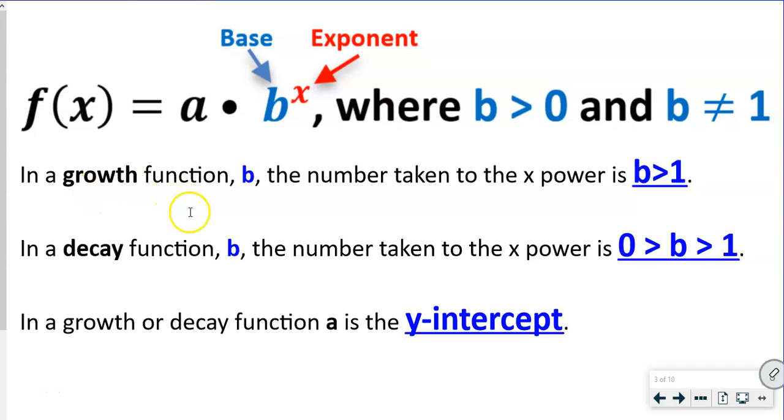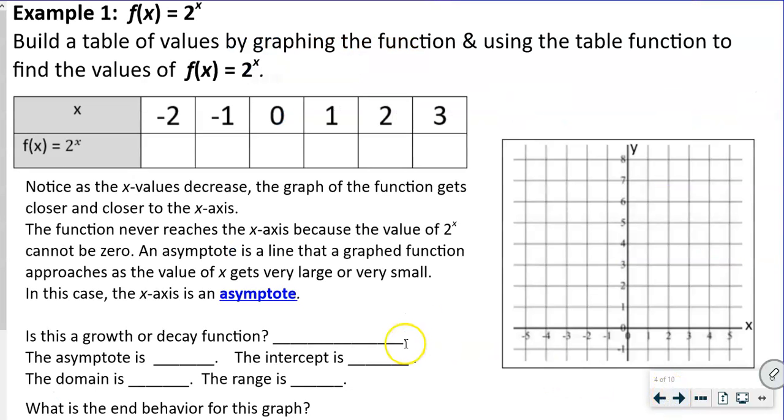So in a growth function, the base b is greater than 1, but in a decay function, it's going to be between 0 and 1. So our b will be between 0 and 1. What that means is that this number is greater than 1 when it's a growth function, but this one is going to be a fraction or a decimal when it's a decay function, okay? In a growth or decay function, a is also the y-intercept. That's where the graph crosses the y-axis.